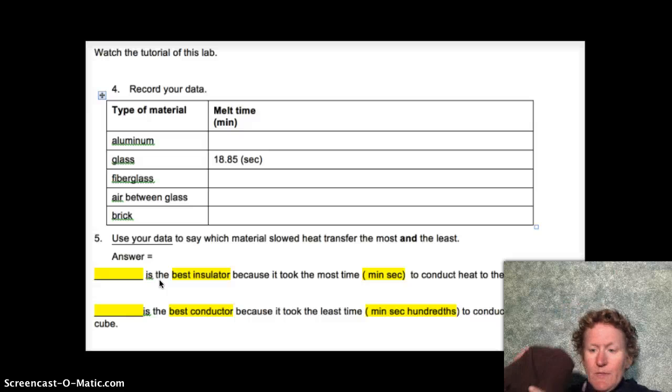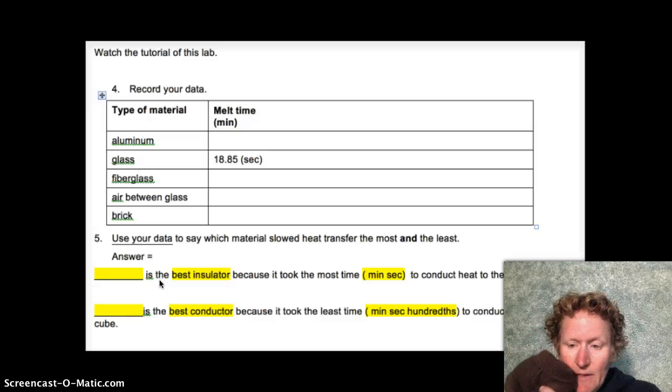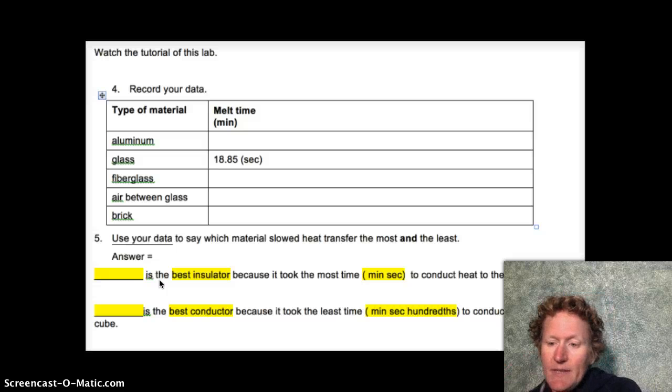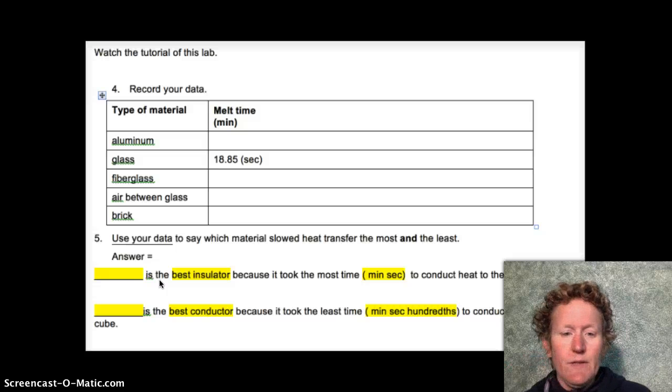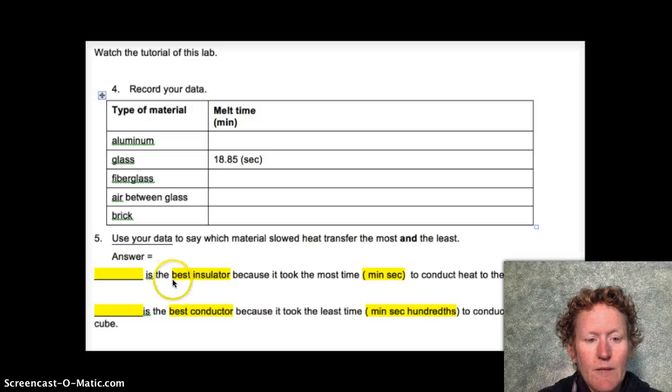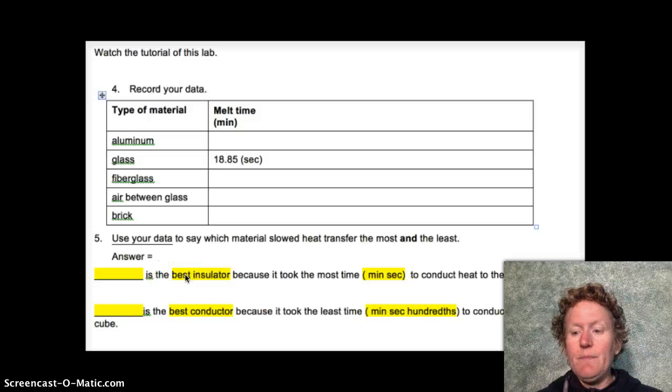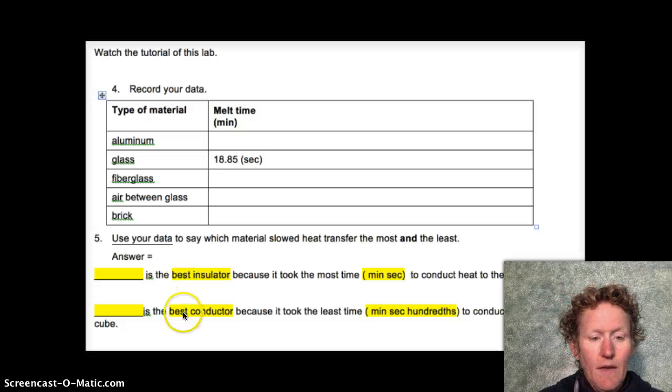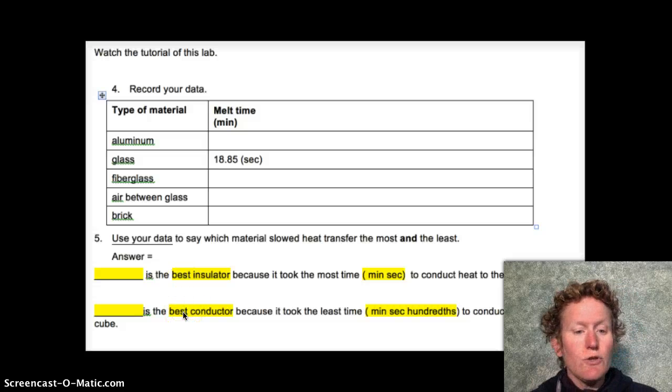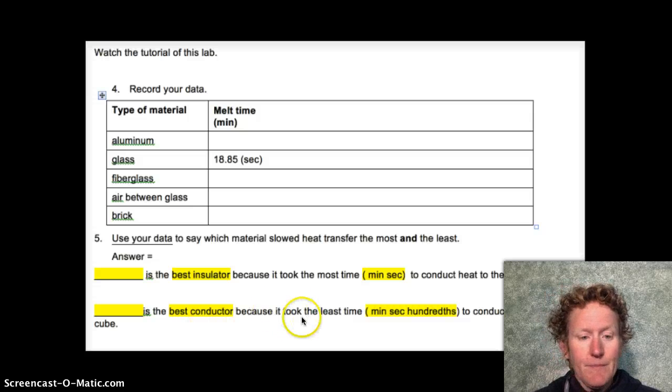Like a nice warm sweater or blankie is a good insulator because it keeps the heat in my body and it doesn't let the heat go out to the environment. So insulators take a long time for the ice cube to melt because they're not good at transferring heat. The best conductor took the shortest amount of time, the least time, and use your data here to support your conclusion here.